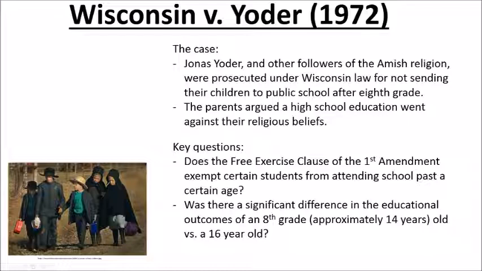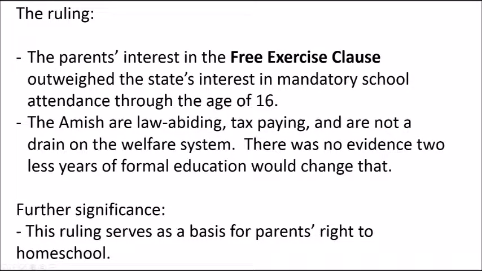The other big question here: was there really a significant difference in the educational outcomes of an 8th grader, so approximately someone who's 14 years old, versus a 16-year-old? Does that extra 2 years really make that much of a difference where the state should be able to require it? So the ruling in this case: the parents' interest in the free exercise clause outweighed the state's interest in mandatory school attendance through the age of 16.